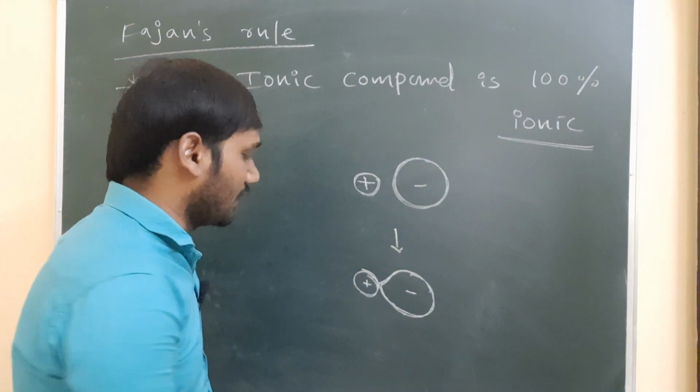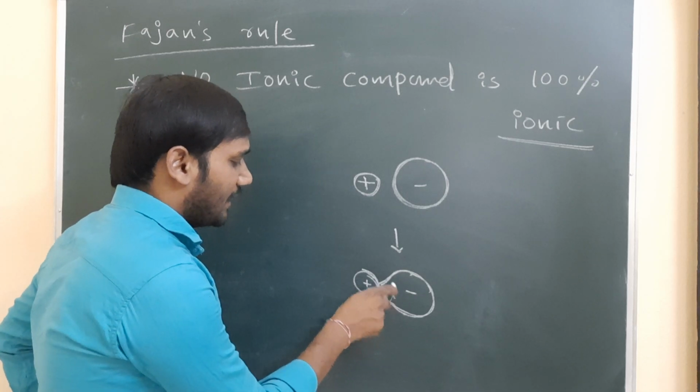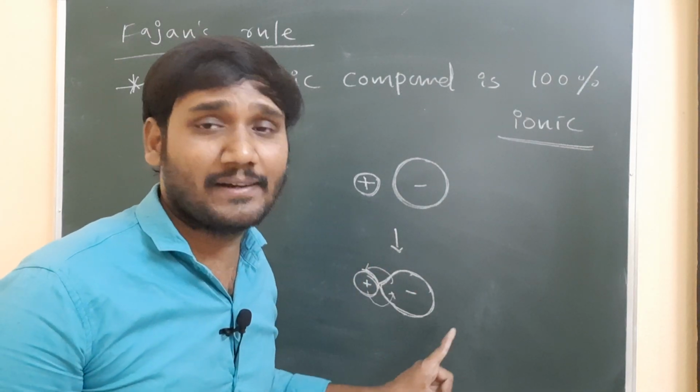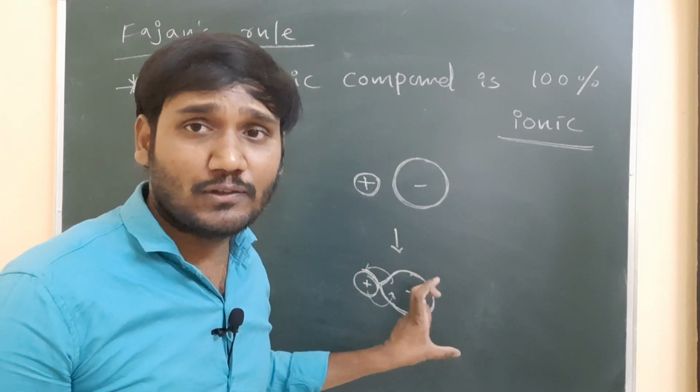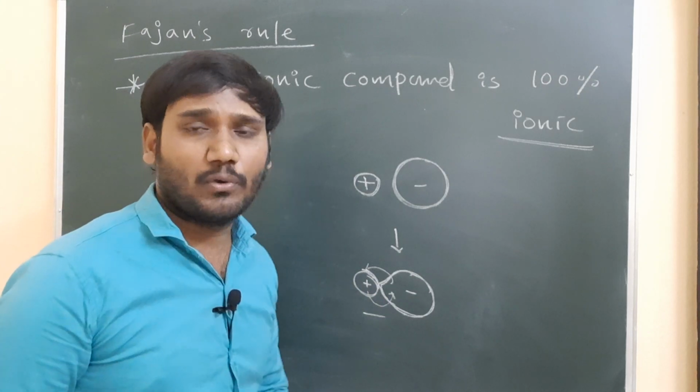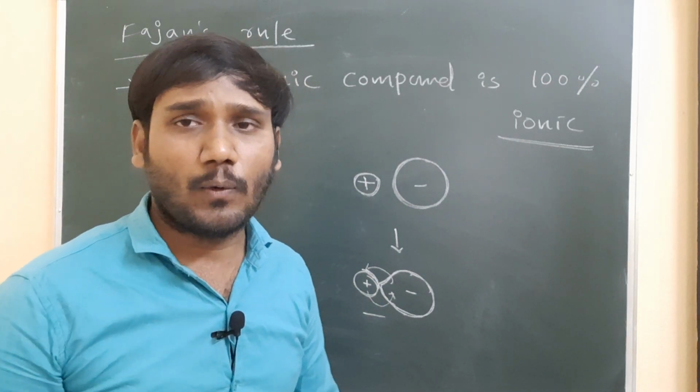So in this process, some electrons of the anion are shared with the cation. Due to that, ionic compounds also have some amount of covalent nature. Due to this reason, ionic compounds have what? Some amount of covalent nature.